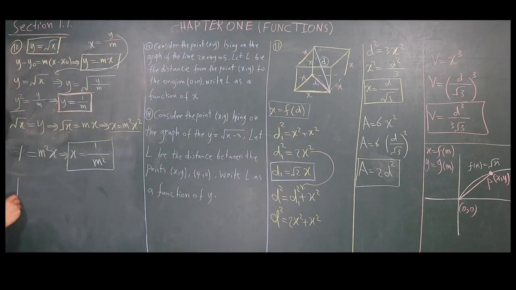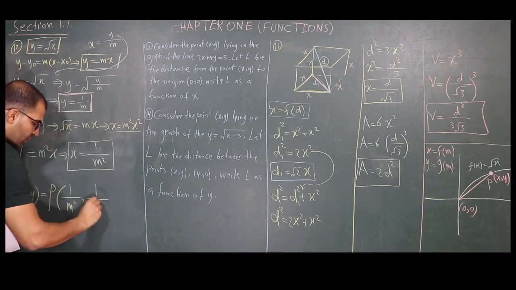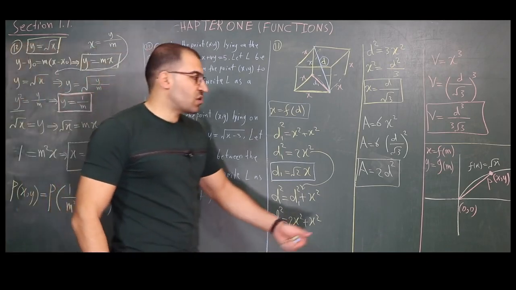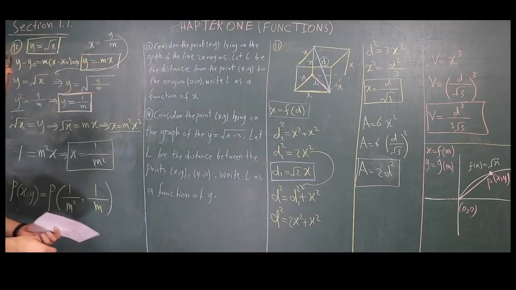So we're going to tell him that P, I want to choose another color just to be clear, that P equal to (x, y). Now we can write it equal to P (1/m squared, 1/m). Okay, so we wrote the coordinates of the point P, which is x and y, as functions of the variable m, which is the slope of the line that joins this point P with the origin.